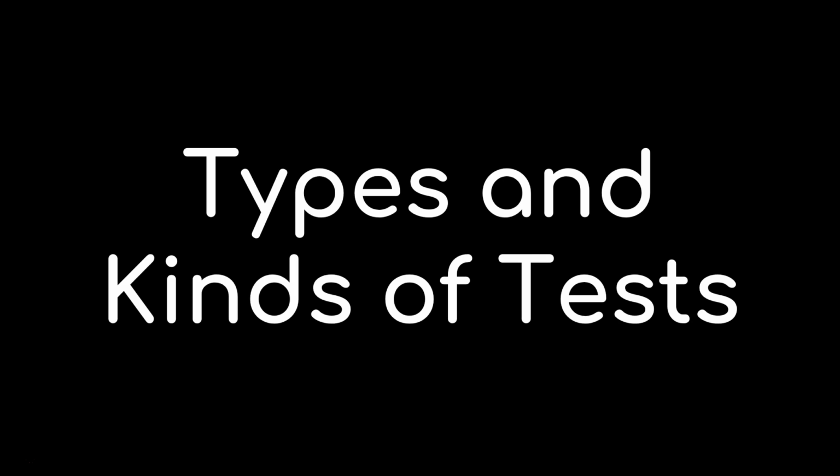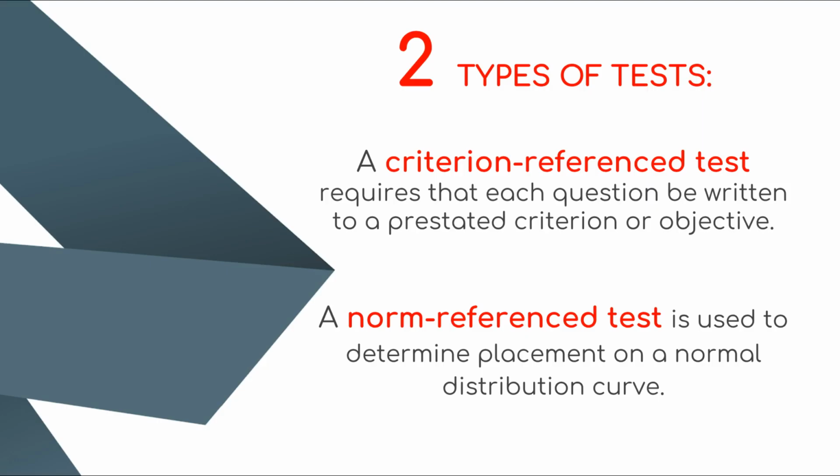Now that you've read, let's take a closer look at how assessments are classified. So we can classify summative assessments into two major types. There are the criterion reference tests and the norm reference tests. The criterion reference tests are written to pre-stated criteria or objectives. An example of this is the STAR test, because every question is related to a TEKS.